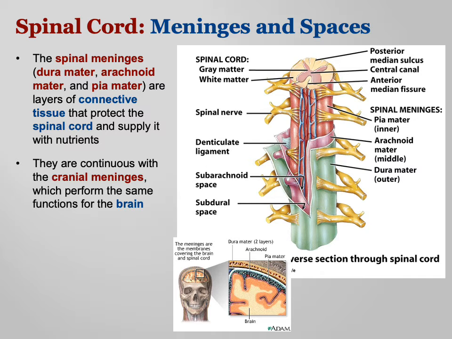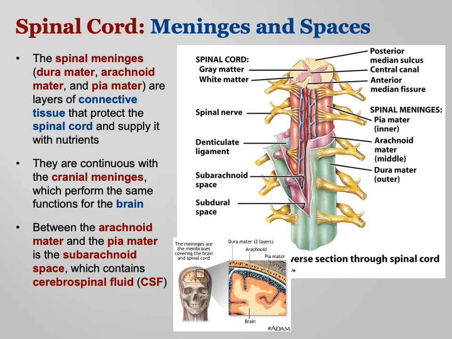By the way, an individual one is called a meninx. So the dura mater is a meninx, so is the arachnoid mater, so is the pia mater. All three together are the meninges, all right? It's just like we saw with the bones. Phalanx was an individual finger bone, phalanges was the plural.